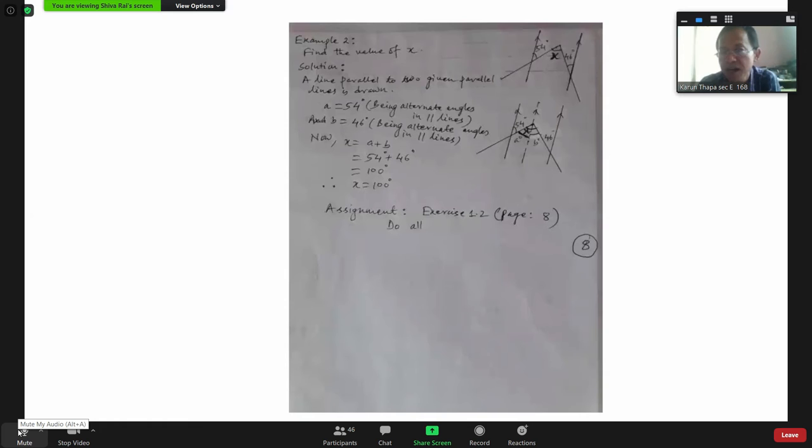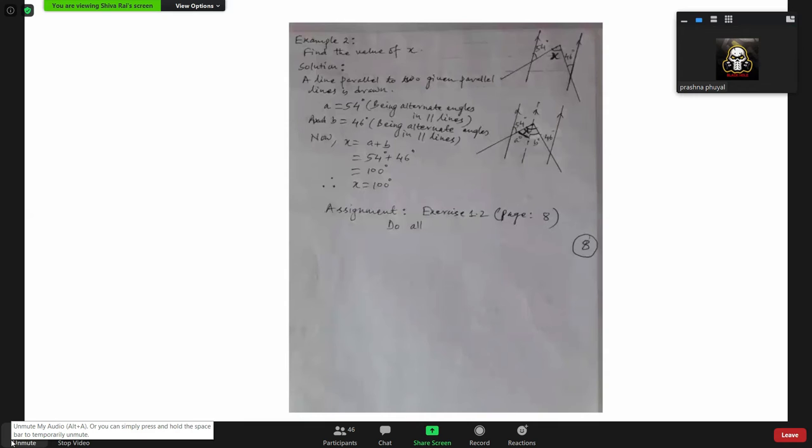Now x, here actually we have to find the value of x. x equal to a plus b. The whole angle x is divided into two parts. One is a and another is b. If you get the sum of a and b, that gives the whole angle x. So here, a equal to 54 degree, already we have got. And b equal to 46 degree, already we have. Now 54 degree plus 46 degree equal to how much? 100 degree. Therefore, x equal to 100 degree. Like this, you have to solve.